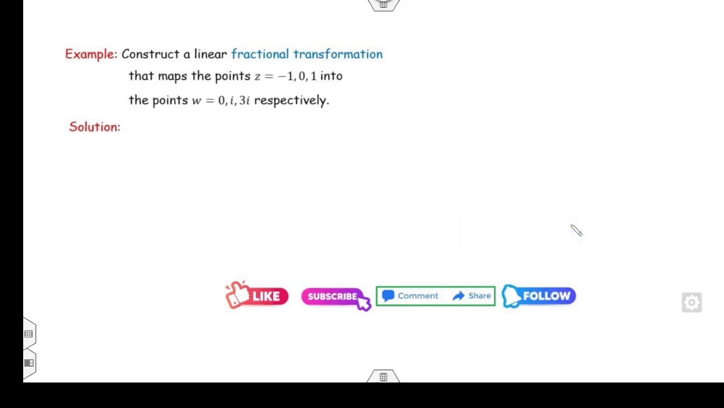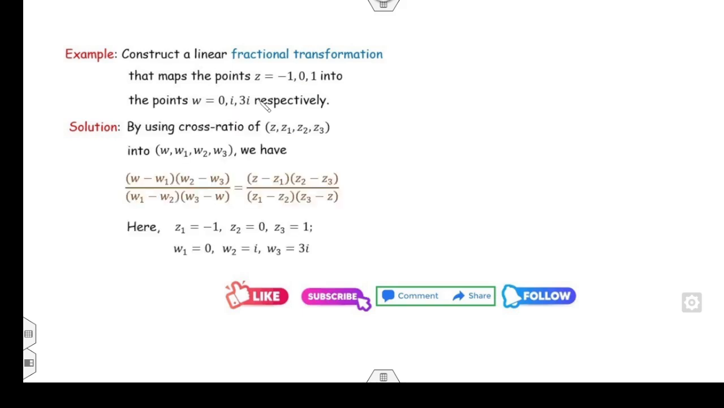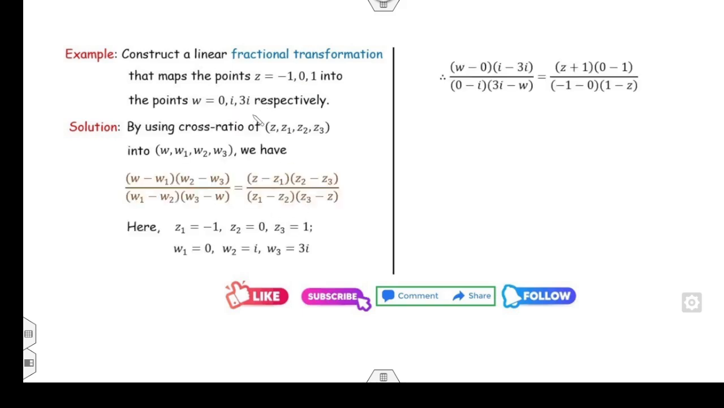Find the bilinear transformation that maps the given 3 points to the given 3 points of the W. That's again very simple. You can write the cross ratio corresponding to W: 0, iota, 3 iota, and Z: -1, 0, 1. So can you write the cross ratio? Now clearly it will be minus of 2 iota divided by minus iota, that will be 2 divided by 3 iota minus W. The -1 cancels out. Z plus 1 over 1 minus Z.